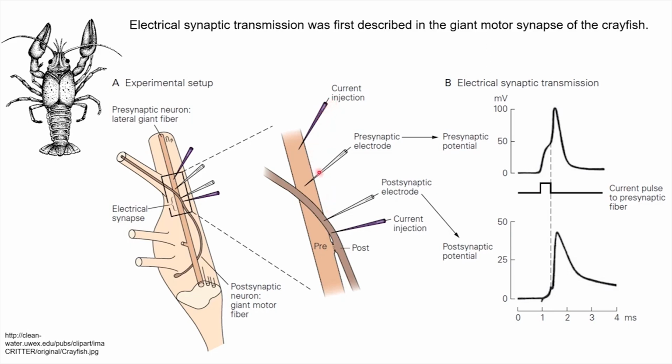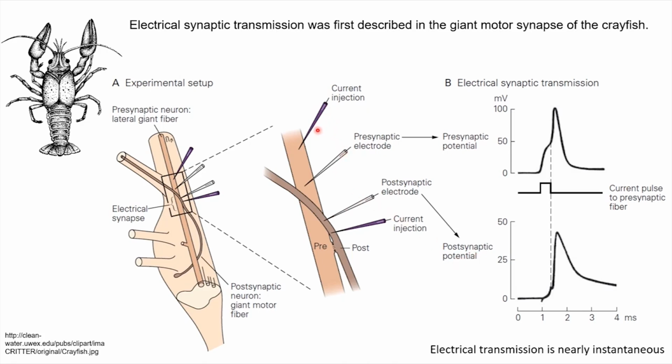So you put two electrodes in the presynaptic neuron and two electrodes in the postsynaptic neuron. One of these electrodes is for stimulating the neuron by injecting current, and the other electrode is for recording the response of the neuron, the membrane potential of the neuron. So this electrode here is measuring the membrane potential of the presynaptic neuron. That can be called the presynaptic potential. And this electrode here is recording the membrane potential of the postsynaptic neuron. So that can be called the postsynaptic potential.